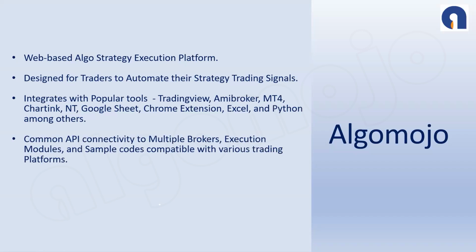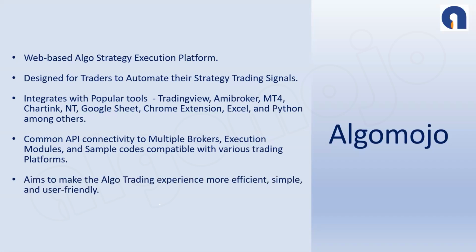We provide a common API connectivity across multiple brokers. Currently, about 27, 28 brokers have been integrated in our platform for API transactions. And we provide whatever modules and codes that are required for the automation purpose in our website itself. It's a pretty simple process to use our website for automation purpose. We have tried to keep it as simple as possible to make it user friendly and accessible by anybody and everybody. You need not have any kind of coding or programming knowledge.